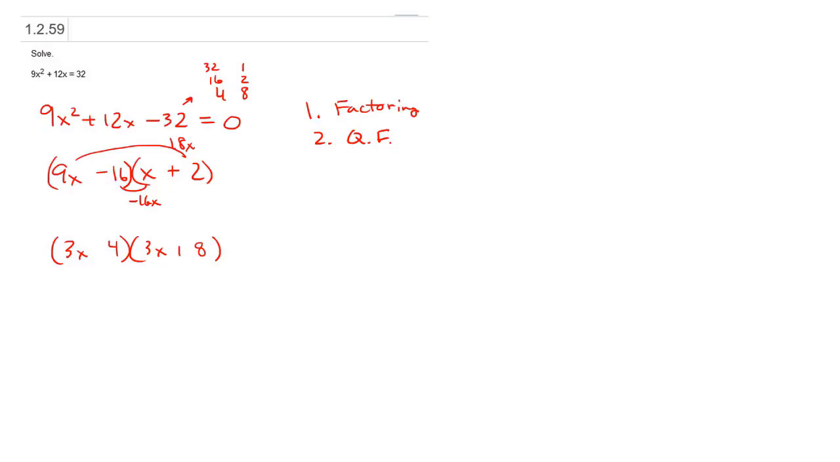I think I want this one to be the positive one, this one to be the negative one. So let's check the outside terms. That makes 24x. That makes minus 12x, and it does work. Perfect. Okay, that's what I want right there. So the one that works is 3x minus 4, 3x plus 8. I'm going to split those off into individual pieces.